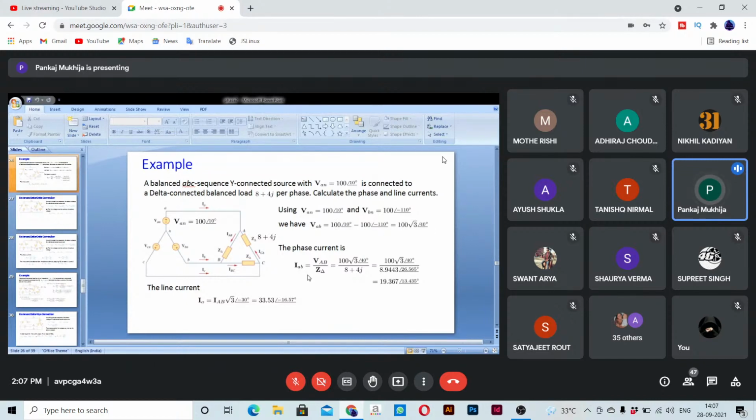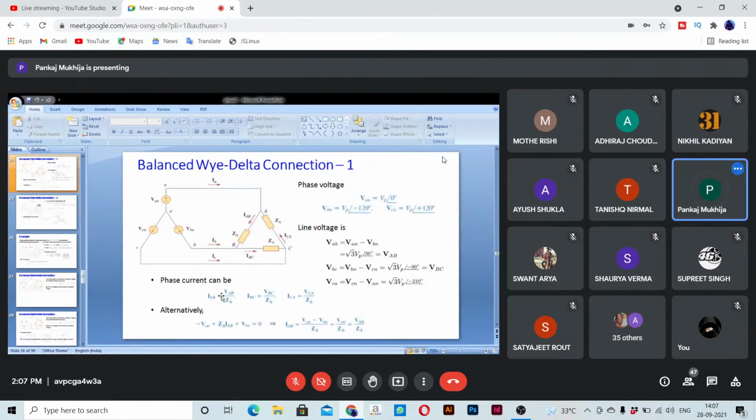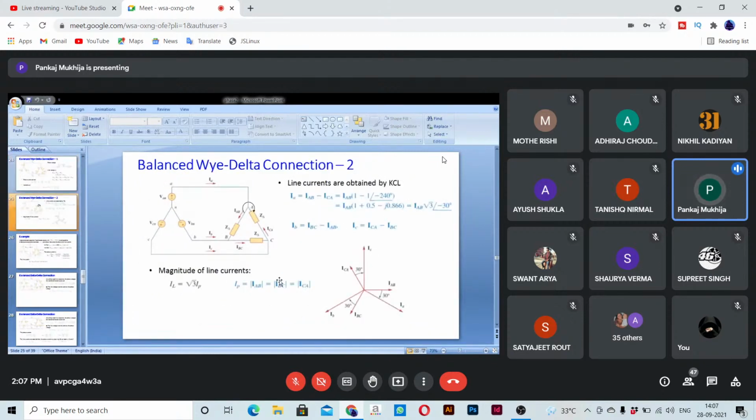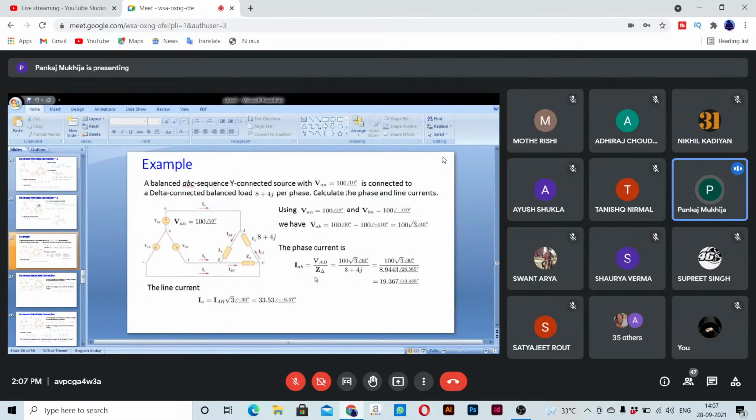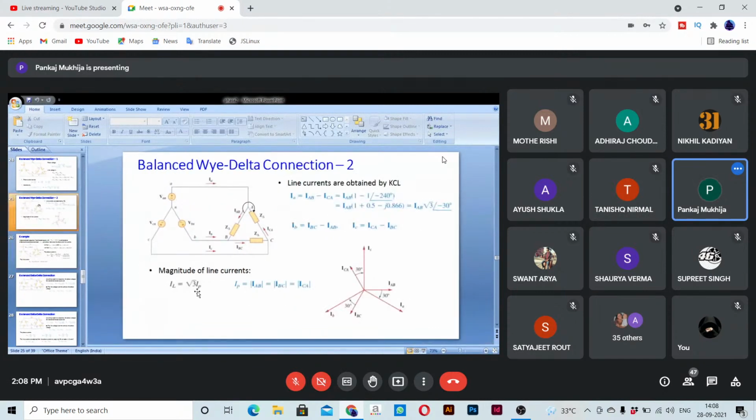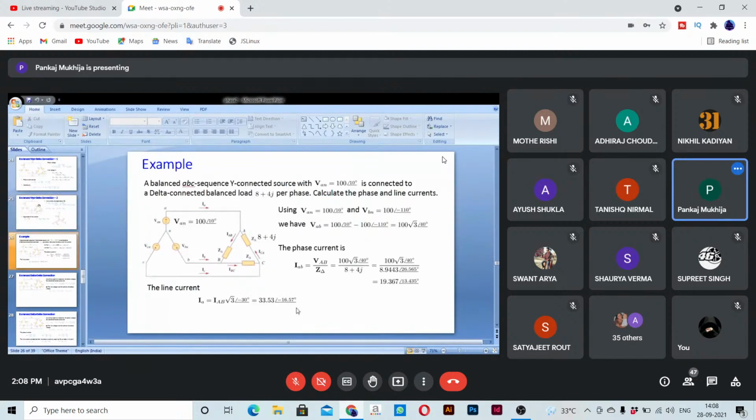The phase current we had already obtained. Just see this formula: IAB was VAB by Z delta. So we are applying this formula only, IAB equal to VAB by Z delta. That comes out to be this, and the line current we have also obtained: root 3 times IP, or IAB, at minus 30 degrees. So these are simple problems that you can see.